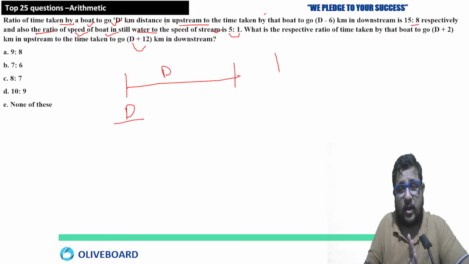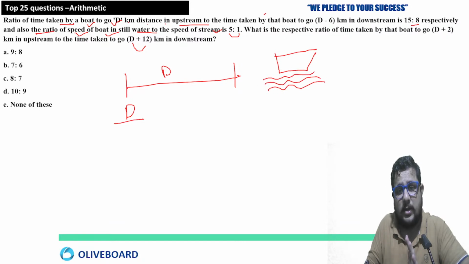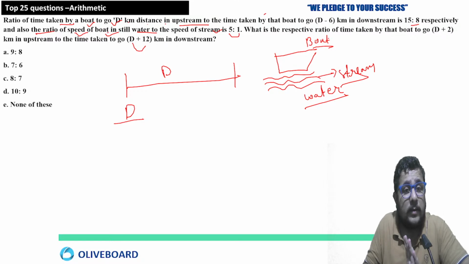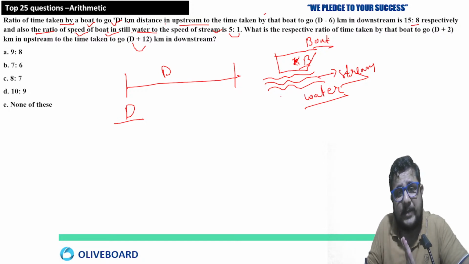So upstream is what? If we talk about a boat, suppose this is a boat and this is the water. So this is boat, this is water. Clear? So speed of stream is the speed of water flow, and speed of boat is separate. So they have given us what? Boat in still water, that is x for us, right? We are just assuming x, or you can say speed of boat means b, and speed of stream means s. So b ratio s is already given.